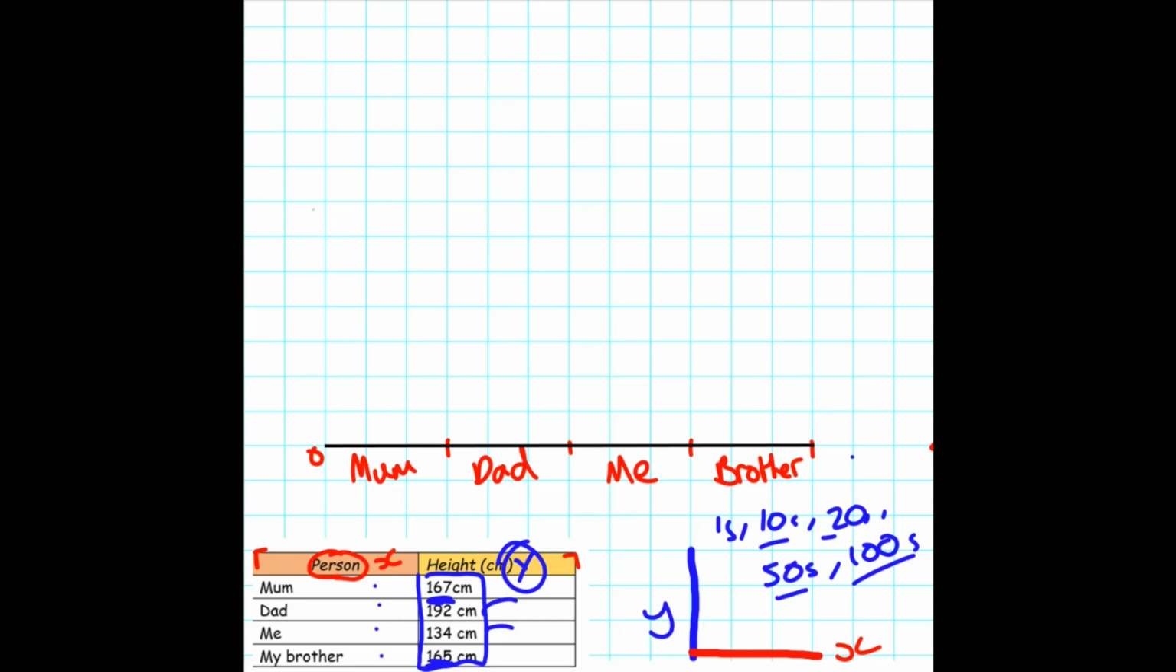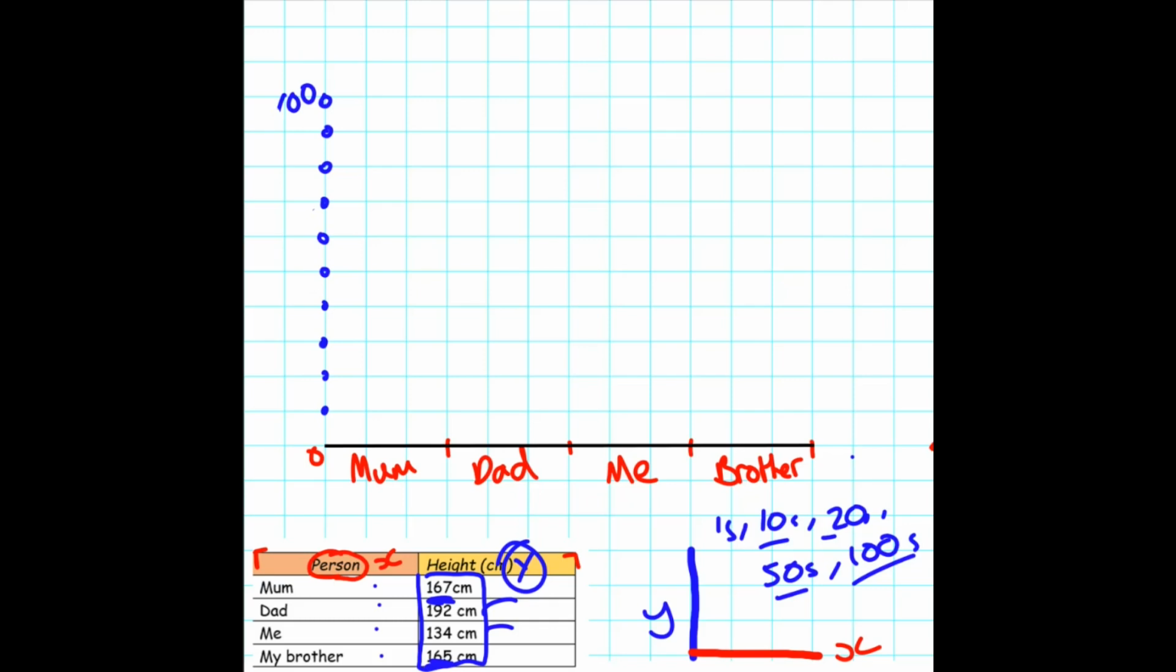So if I go up in 10s, I've got 10, 20, 30, 40, 50, 60, 70, 80, 90, 100. I can already see there that I'm almost at the top of my page, so 10s isn't going to help me with the size of paper that I've got that I'm working with. So I'm going to have to use 20s, I think.